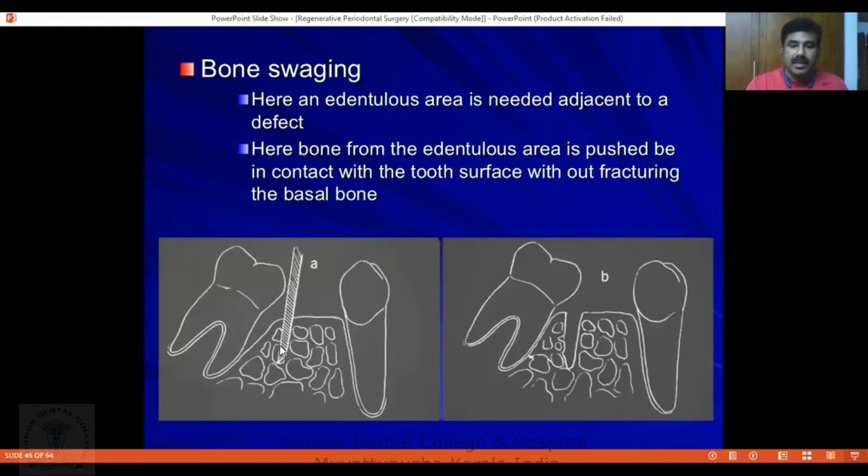Then, whenever there is a defect associated with an edentulous area, suppose you have an edentulous area like this, usually the food will migrate and it will have a defect like this. So you can do a procedure which is known as bone swaging. You just make a cut on the bone like this, and then with a chisel or appropriate instrument, you just push this bone without breaking it from the basal bone. You can manipulate the bone. It's very easy seeing in this radiograph, in this picture, but mind you, it's very difficult doing this clinically. So this is known as bone swaging.